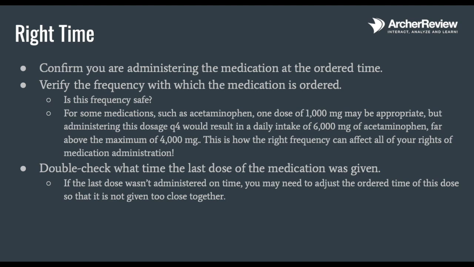For our example here with acetaminophen or Tylenol, if you're giving that dose of Tylenol 1,000 milligrams at noon and it's ordered at noon, Q4, well, yes, it's ordered at noon, you're giving it at the right time, but if you're going to continue giving that Q4 after a whole day, they would get 6,000 milligrams of acetaminophen, far more than the maximum recommended dose of 4 grams or 4,000 milligrams. So verifying the frequency is just as important to making sure that the dose is being given at the ordered time.